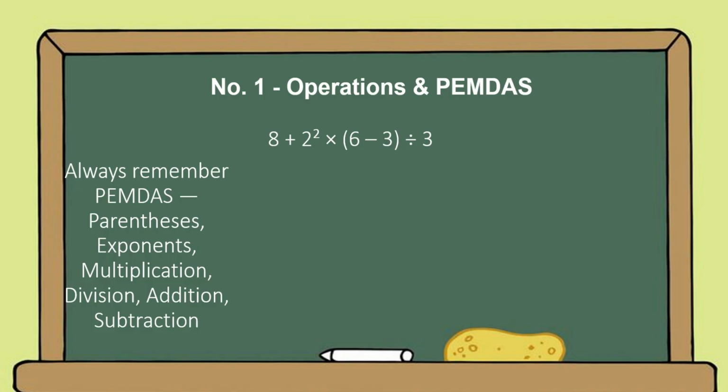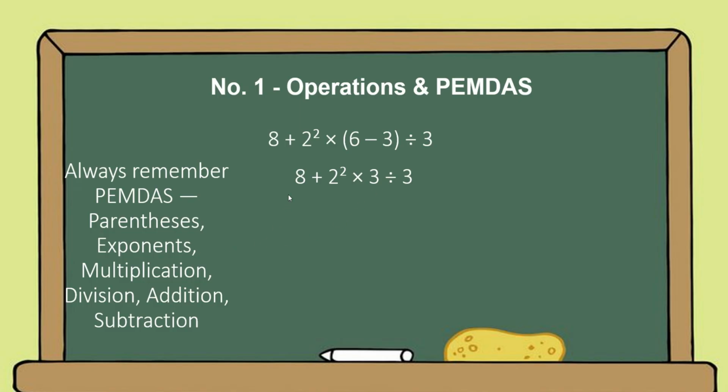To find the value of 8 plus 2 raised to 2 times (6 minus 3) divided by 3, we must follow the correct order of operations known as PEMDAS. First, we look for any operations inside parentheses. In this expression, we have 6 minus 3 inside the parentheses. We solve this part first. 6 minus 3 equals 3.